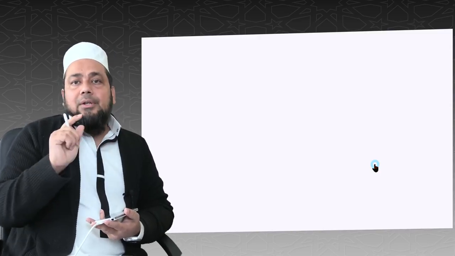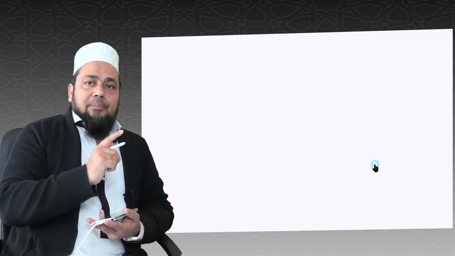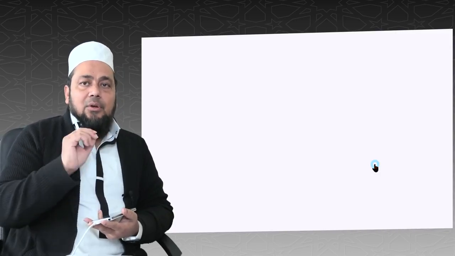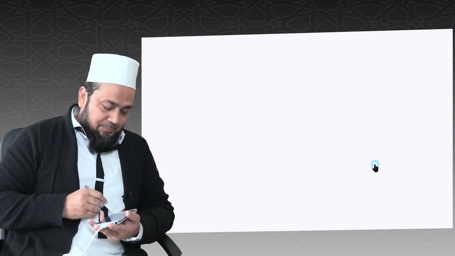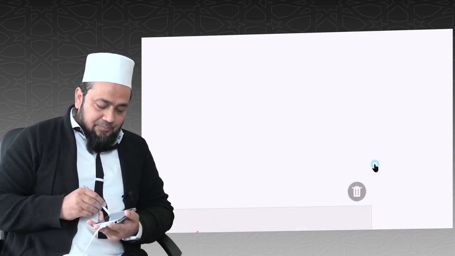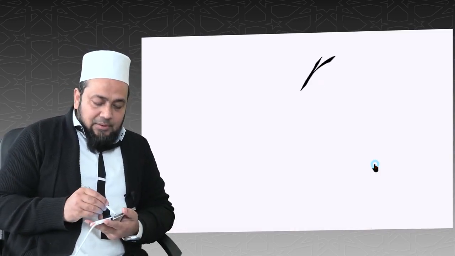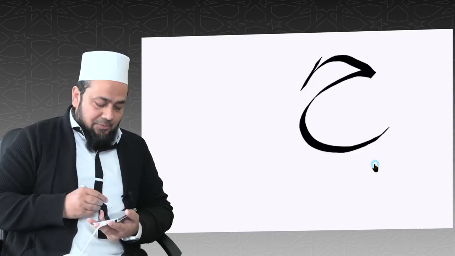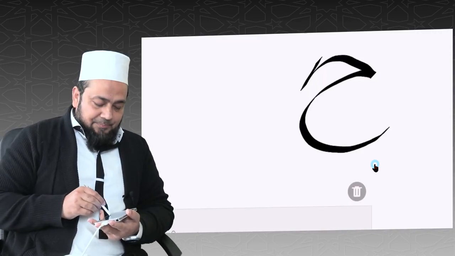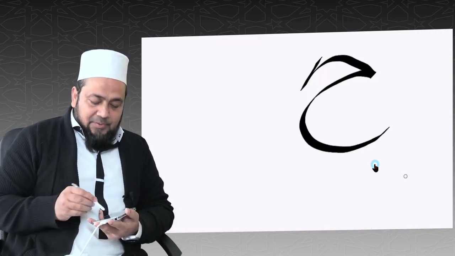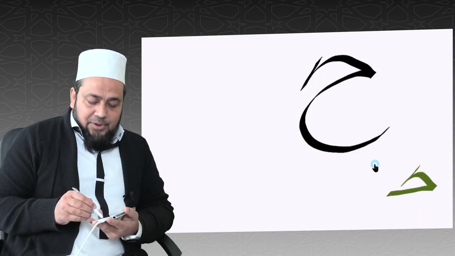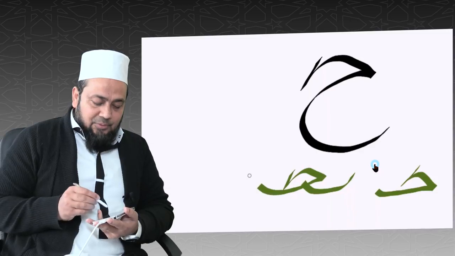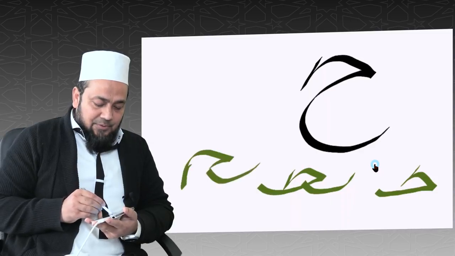Next letters Jim, Ha, Kha. These three letters are exactly the same. The only difference is one Nuqta. Let me show you how. This is a standalone shape. You can see the standalone shape. Beginning of the word shape is this one. Middle of the word shape is this one. And end of the word shape is this one.